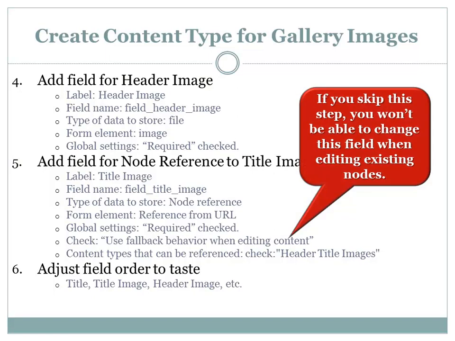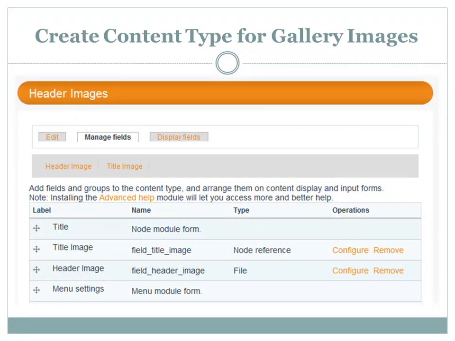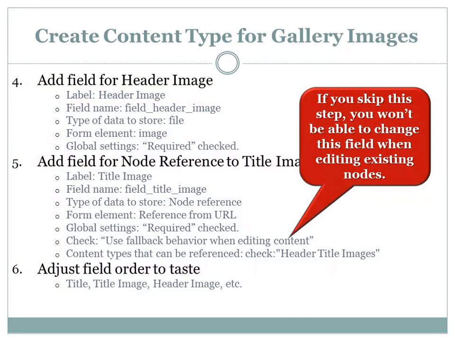And this is an important point here. You want to check the use the fallback behavior when editing content. When you're creating a node reference field, one of the checkboxes is to use the fallback behavior when editing. When you're creating the node content type for the gallery image and use the node reference field as one of the fields, what happens is, let's say we created a gallery image and we uploaded it and we selected that it was a concrete category, so we selected that as the node reference and we saved it.